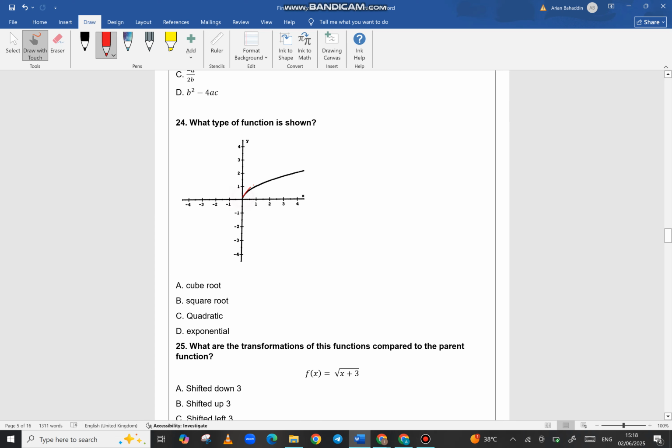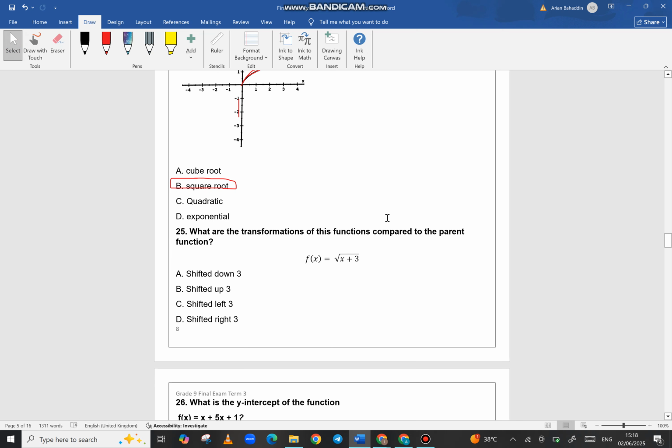You just need to memorize that anything that looks like this is a square root function. That's it. It starts from 0, or it starts from the y-axis, anywhere on the y-axis, and it goes up, curves like that. What are the transformations of the functions compared to the parent? This is another transformation. It's inside the square root. You're going left 3. Shifted left 3. You could say translated, but we can just say shifted.